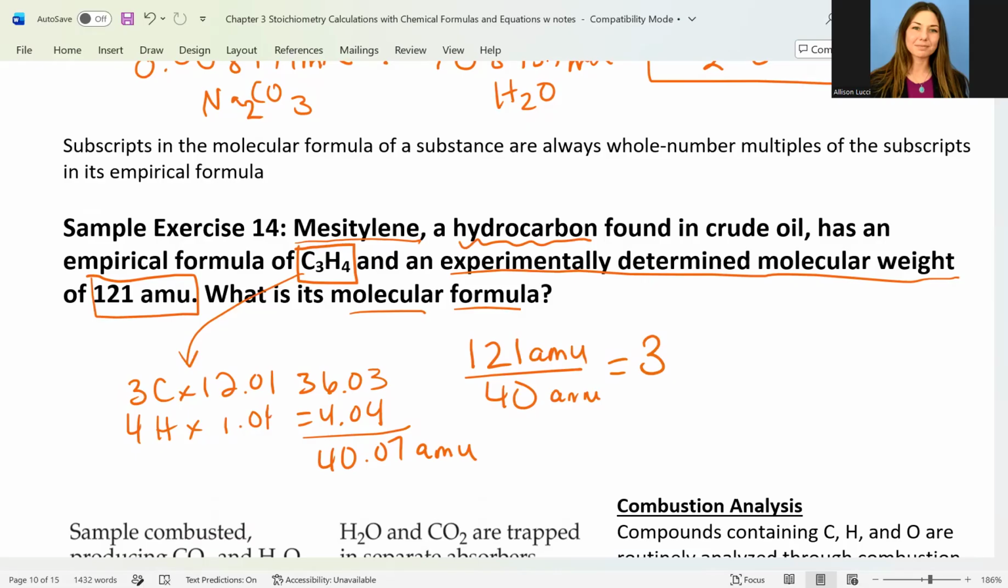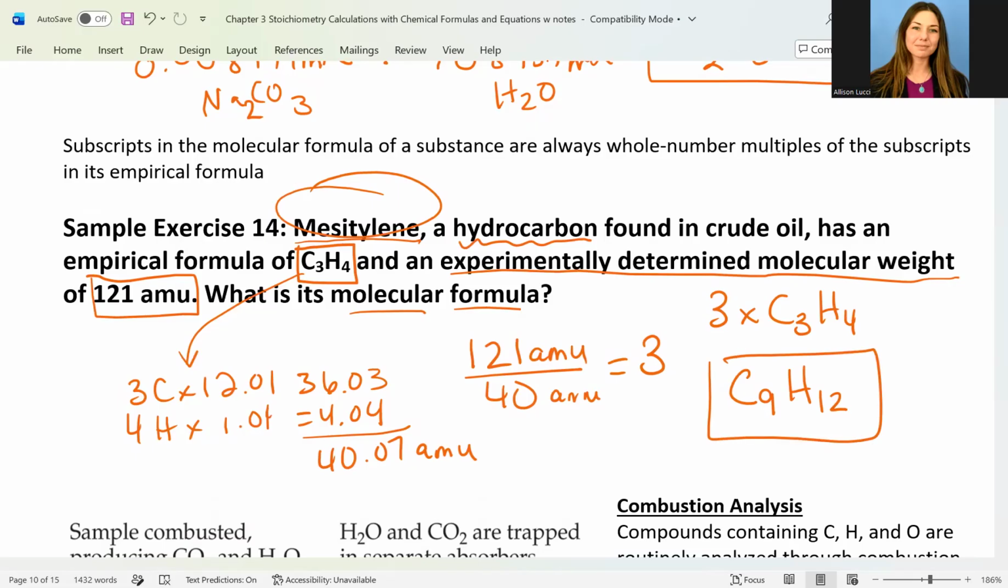So if we multiply C3H4, the empirical formula, by 3, we would find the molecular formula. So that compound that's mentioned up above would have the chemical formula of C9H12.